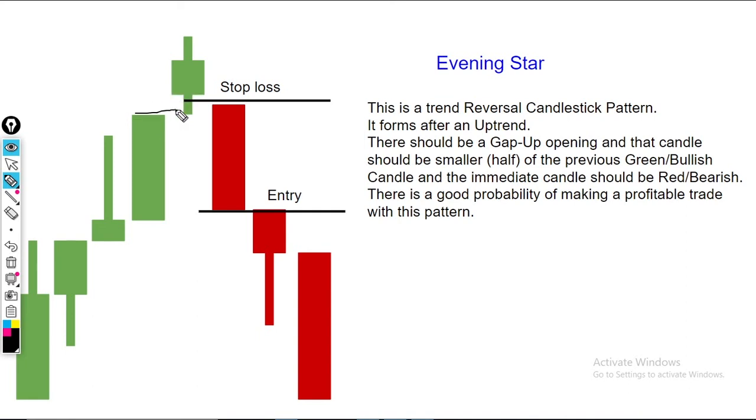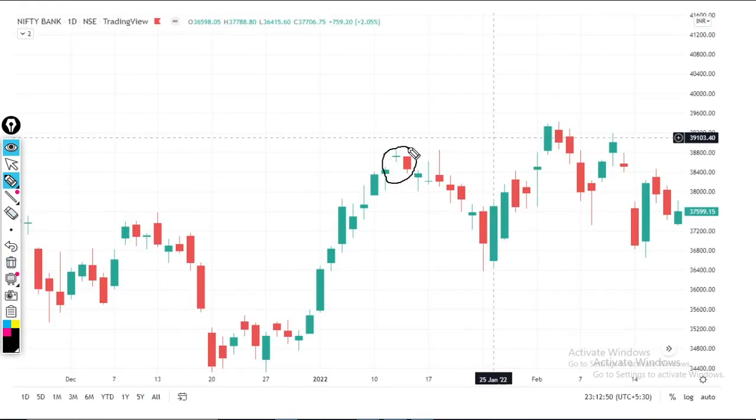After forming the gap up, the market should form a very small candle. After an uptrend, the bulls are exhausted and the bears are trying to capture the market. So there are very small candles forming, and once this type of candlestick pattern is formed, we can go long on the put side. We will see this in the real market. This is how an evening star looks like.